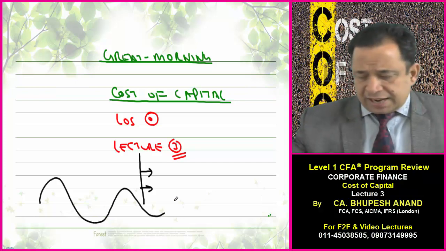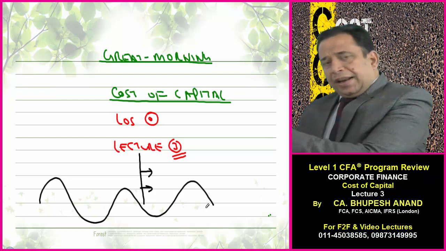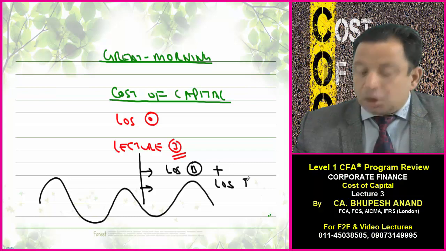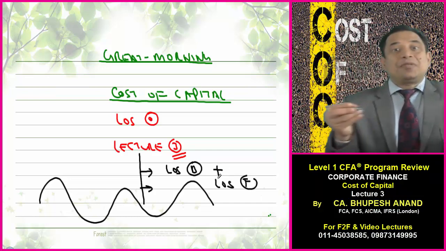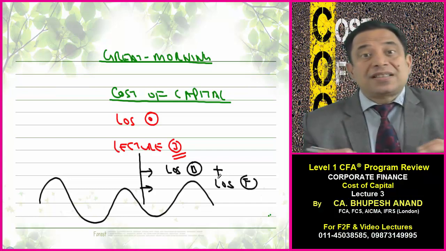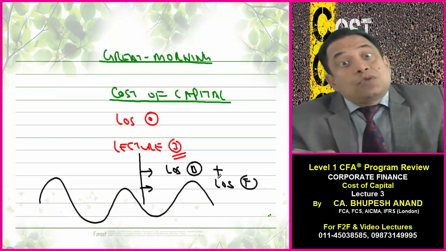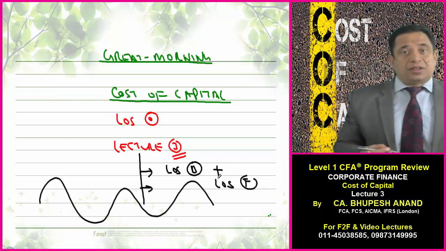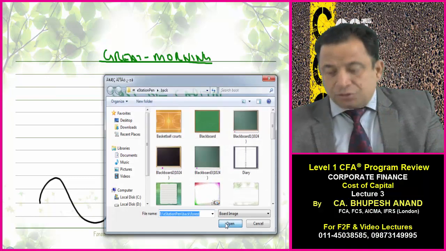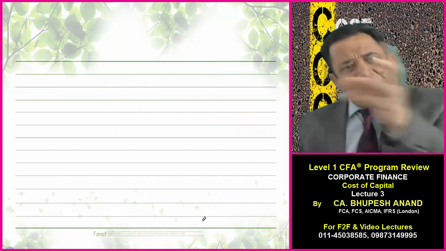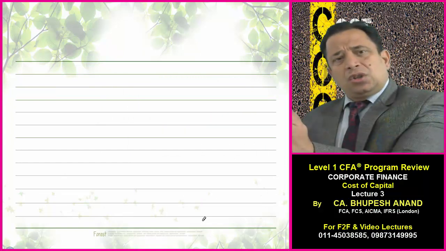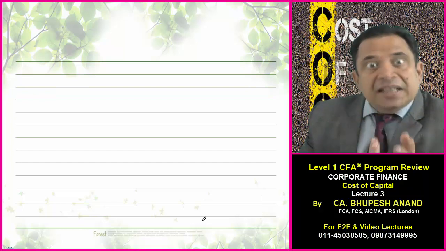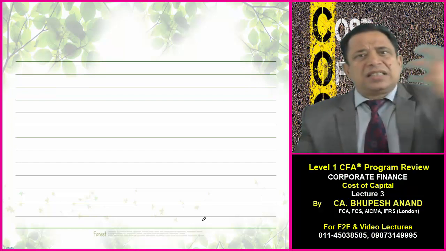We will be going somewhat zigzag, not in a direct way. I will be discussing learning outcome B as well as learning outcome F because they are interlinked. In B we will be discussing cost of debt, and in F also we will be discussing cost of debt using YTM, yield to maturity, which we have discussed in fixed income valuation. So, my dear friends, today's lecture will be the most important and most technical lecture. All cost of capital lectures are very technical because the concepts are hidden in them. So we will dig out those concepts and discuss each and every point.